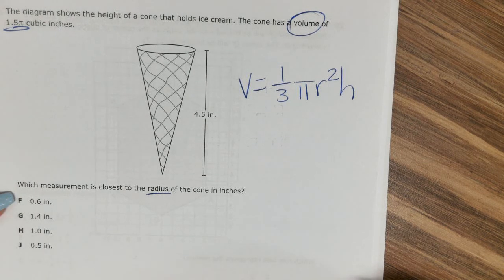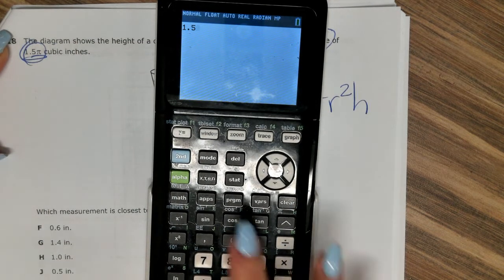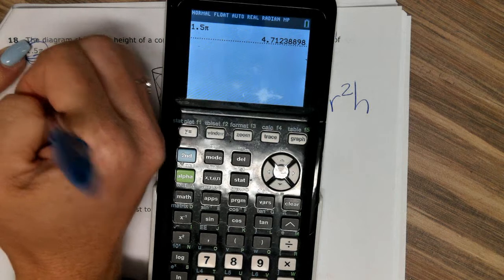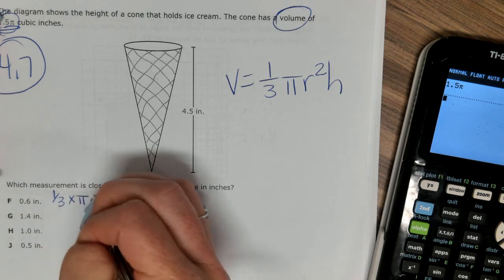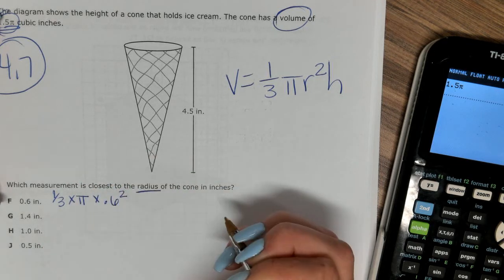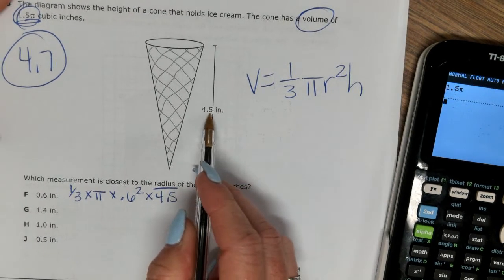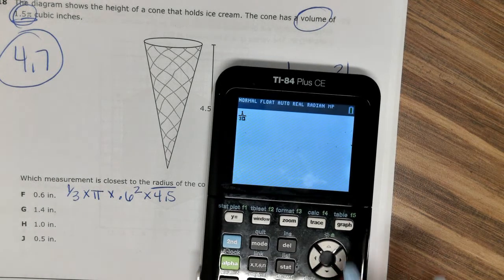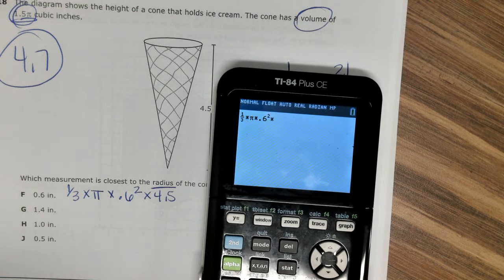So everybody look at F. I want my answer to equal 1.5 pi. Where's pi? There we go. I want my answer to equal that, about 4.7. That's the answer. So I'm going to do 1/3 times pi times 0.6 squared times 4.5. Where did I get 4.5 from? The height, right? And I'm going to see if that gives me 4.7. So 1/3 times pi times 0.6 squared times 4.5.